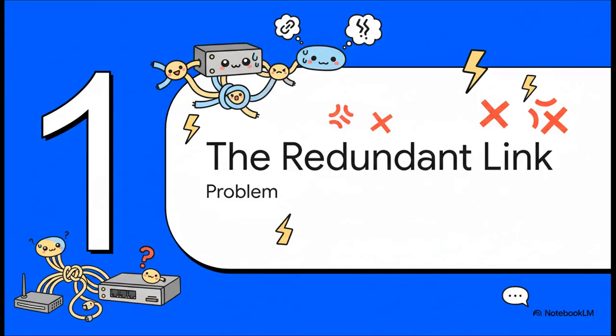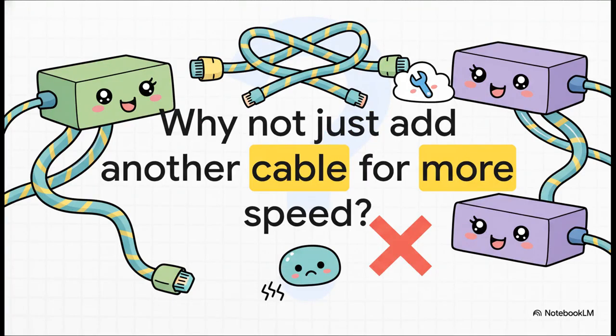So, before we can appreciate just how clever EtherChannel is, we first have to understand the problem it was built to solve. And it all kicks off with a super common and, honestly, a pretty frustrating issue in network design. Okay, picture this. You're managing a network, and you desperately need more bandwidth between two of your most important switches. Your first thought, and it's a logical one, is to just plug in another cable, right? I mean, double the cables should mean double the speed, plus you get a backup link. Simple. But if you've ever actually tried that, you know the network has other ideas.